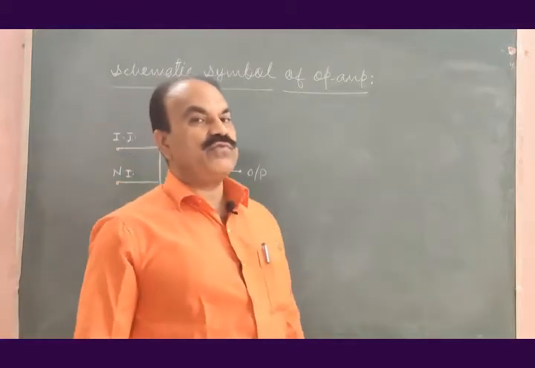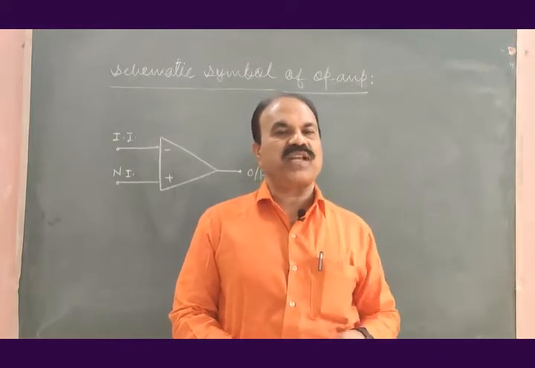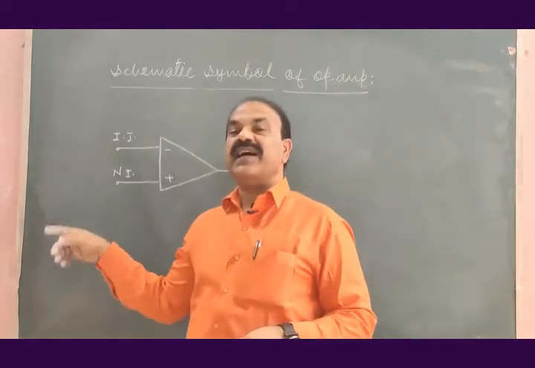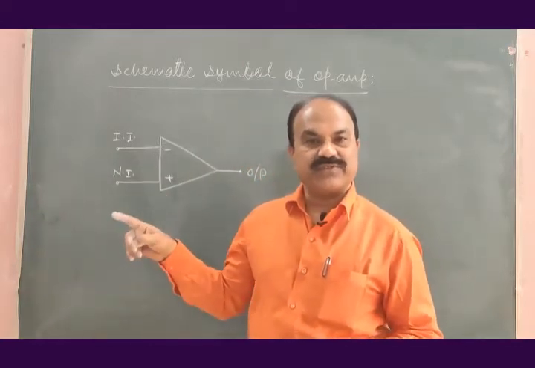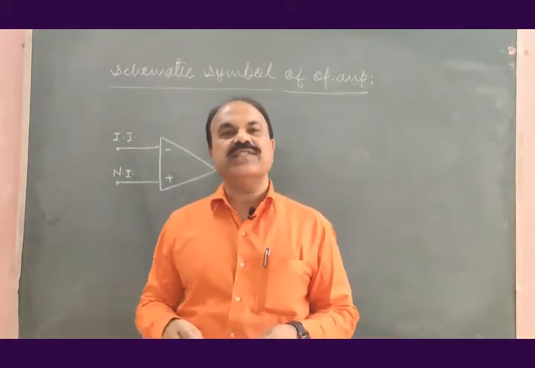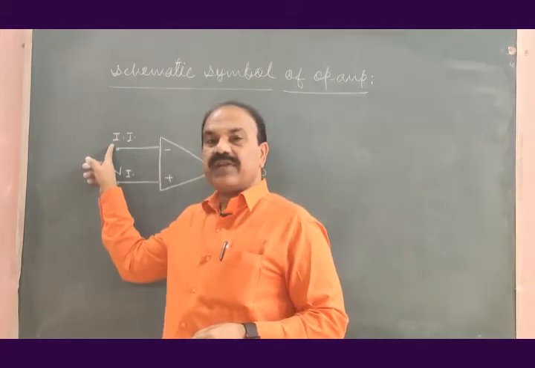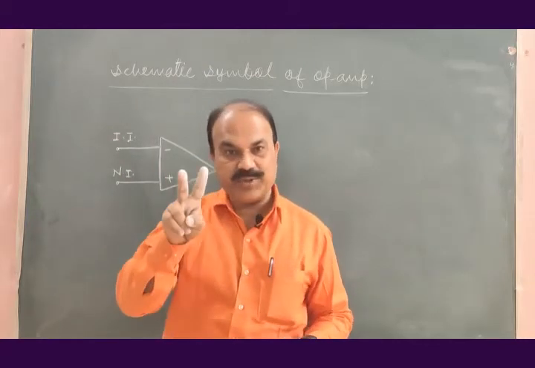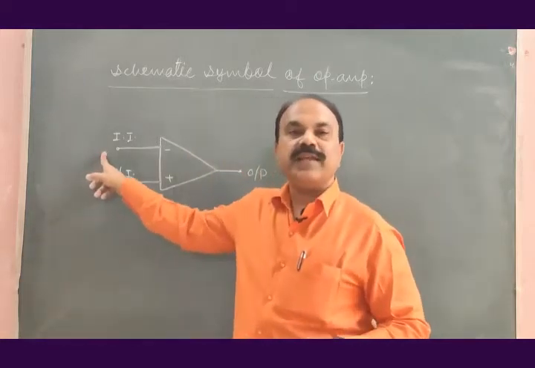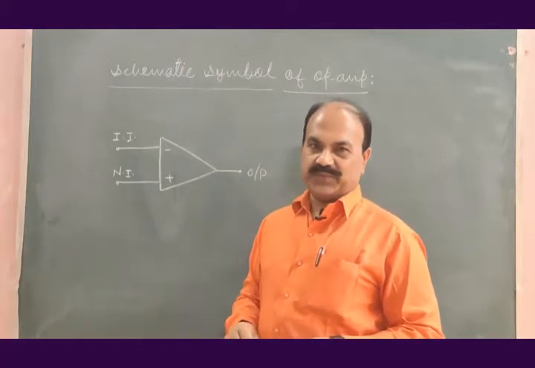At the input stage in the block diagram of operational amplifier, I have written I dot I for the first input and N dot I for the second input. This input, as you know, differential amplifier has 2 inputs. One input is known as inverting input. Other input is known as non-inverting input.